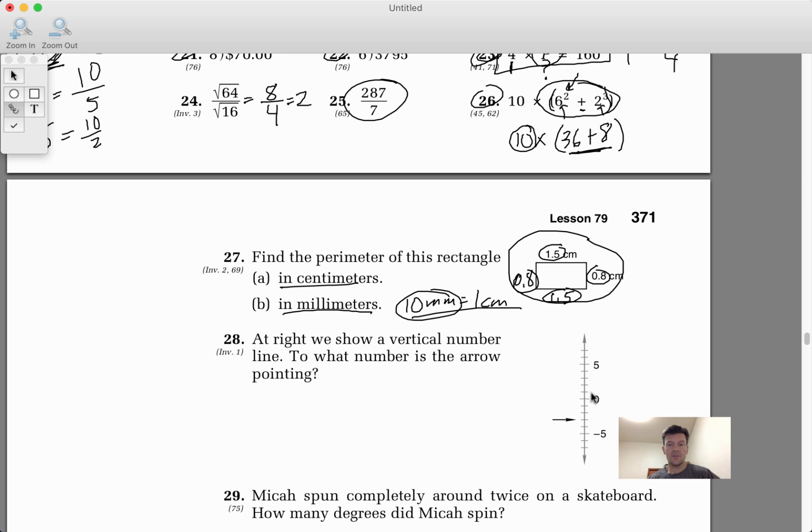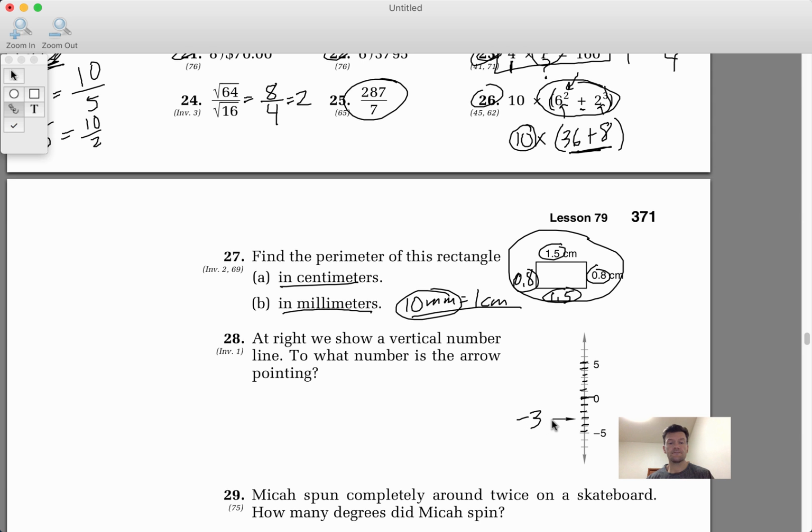And let's see, what number do we have here? So you first have to figure out what is the value of each division here. It looks like we're counting by 1, 2, 3, 4, 5. We're counting by ones. So now here's 0. If we go down, -1, -2, -3. Okay? So that arrow right there is pointing at -3.